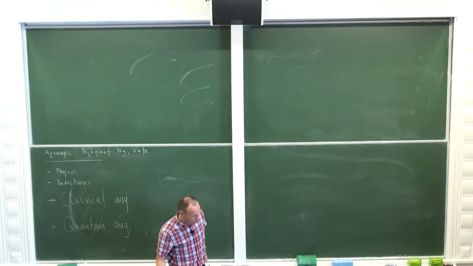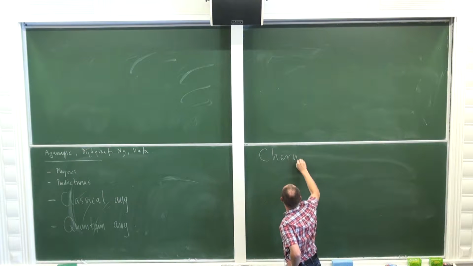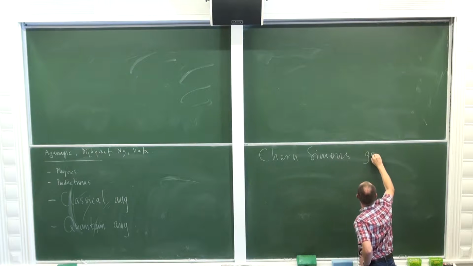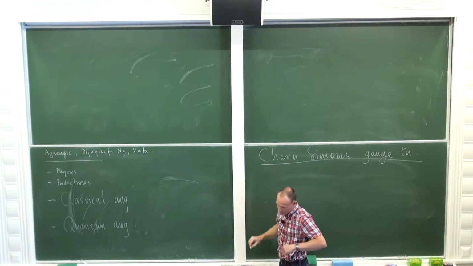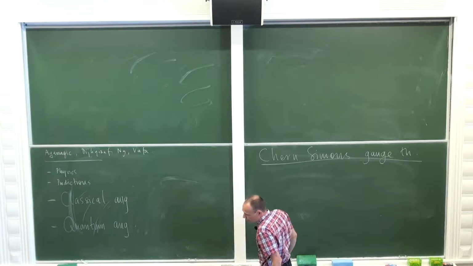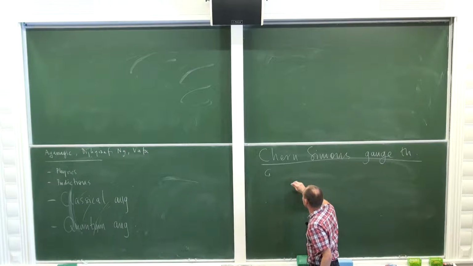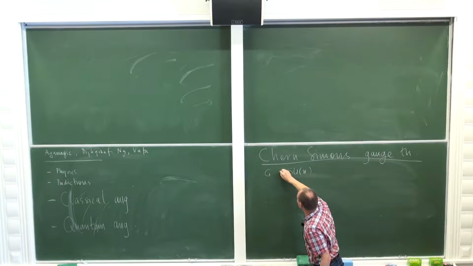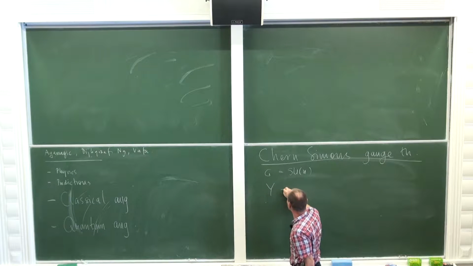Okay, but the whole story starts in Chern-Simons gauge theory, and I want to give just a brief description of that. So we start with a compact gauge group, which is G, and for us it's most often SU(N). And we have a three-manifold Y.